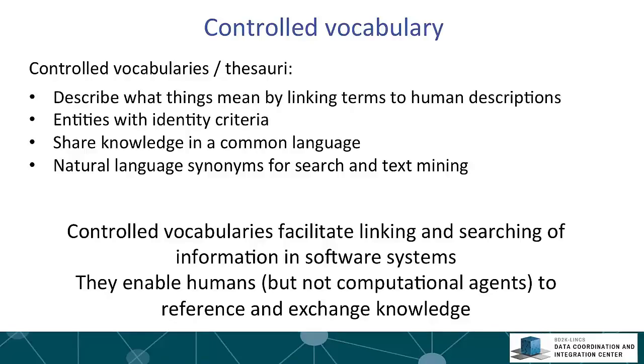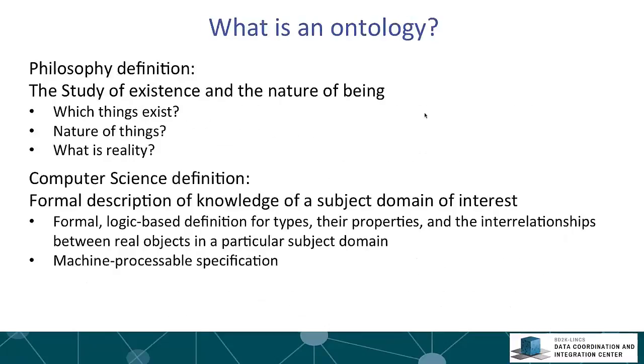If we want to build a computational system that can operate on knowledge, one first has to formalize knowledge in a way that it can be understood and processed by a computer. One way of doing this is using ontologies. The original use of the term ontology goes back to the Greek philosophers Parmenides and Plato. The philosophical definition of ontology is the study of existence and the nature of being. So in philosophy, ontology would ask which things exist, what is the nature of things, and what is reality.